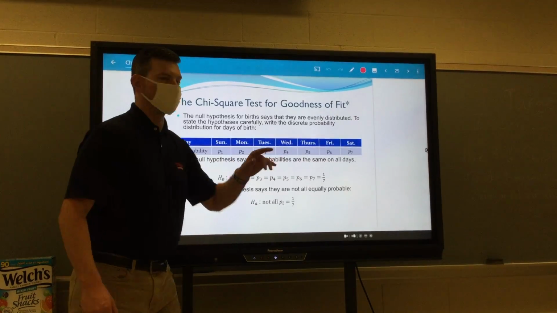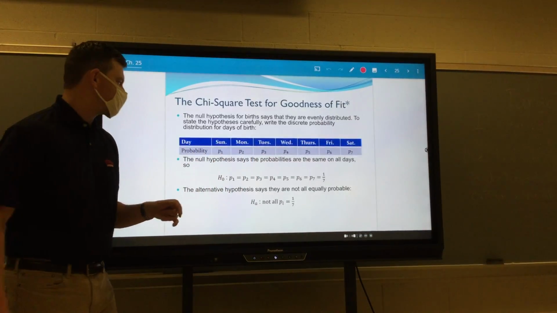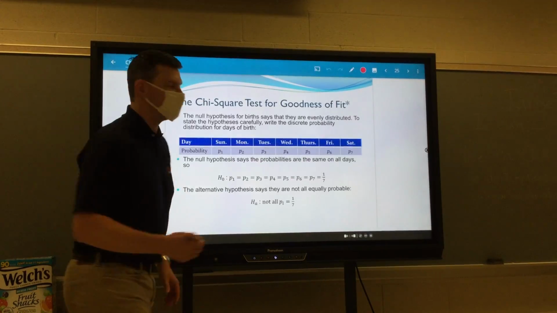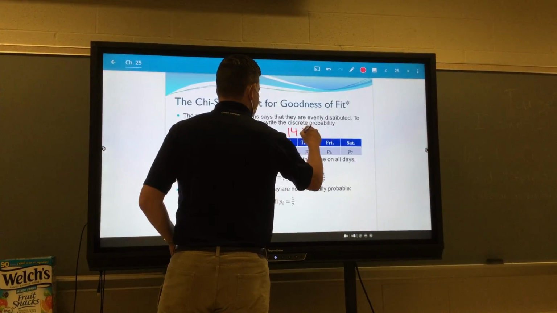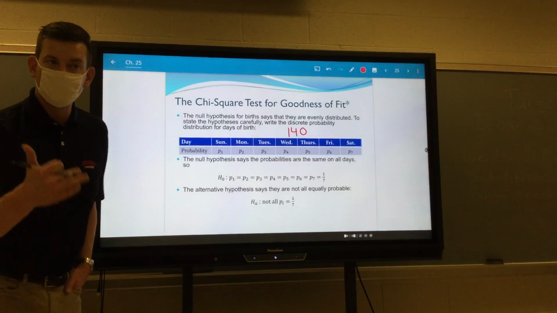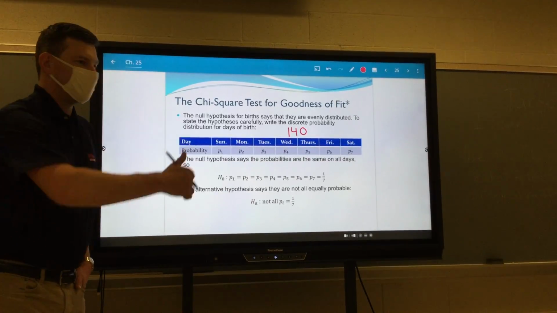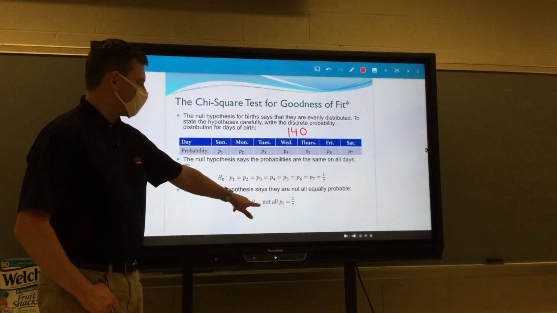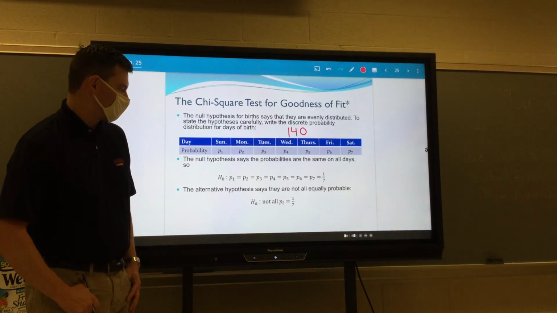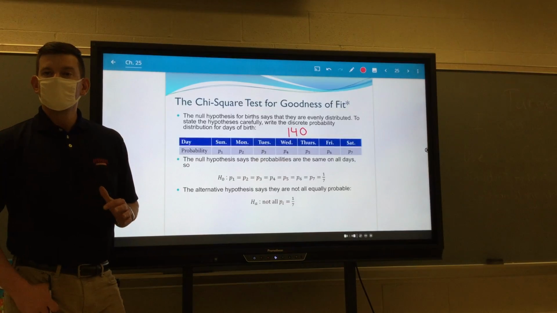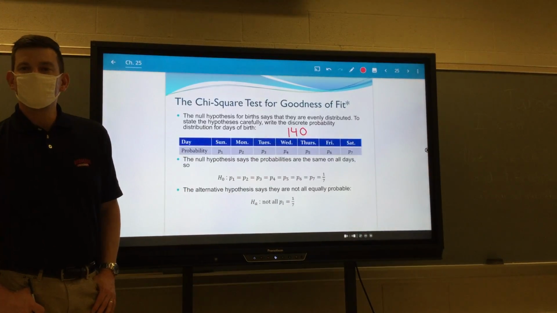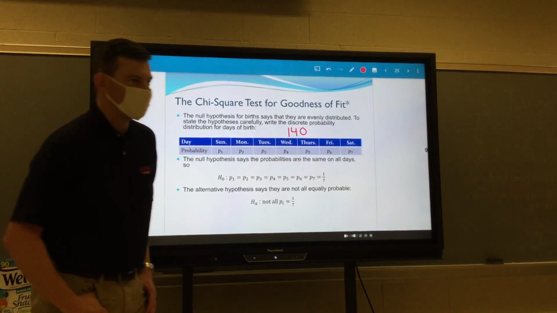Now, we need to turn that into an expected count. Remember, we had a sample size that was pretty convenient for this problem of 140 births. Okay? That 7 will divide into it very nicely. So our alternative hypothesis here is simply that this is not 1/7 on every single day.